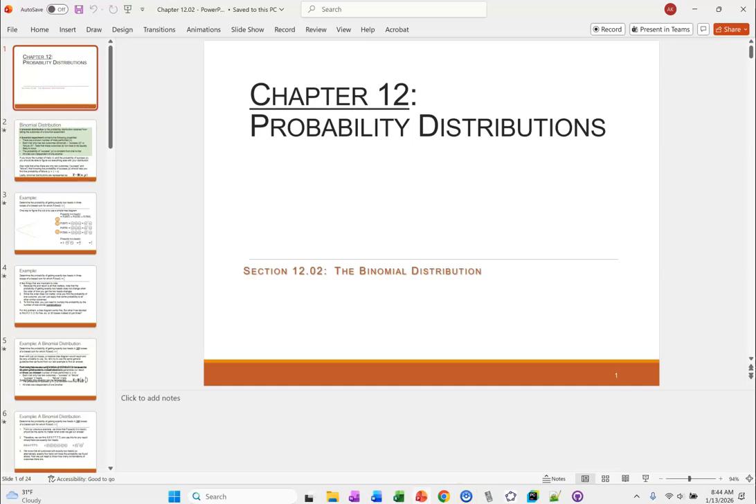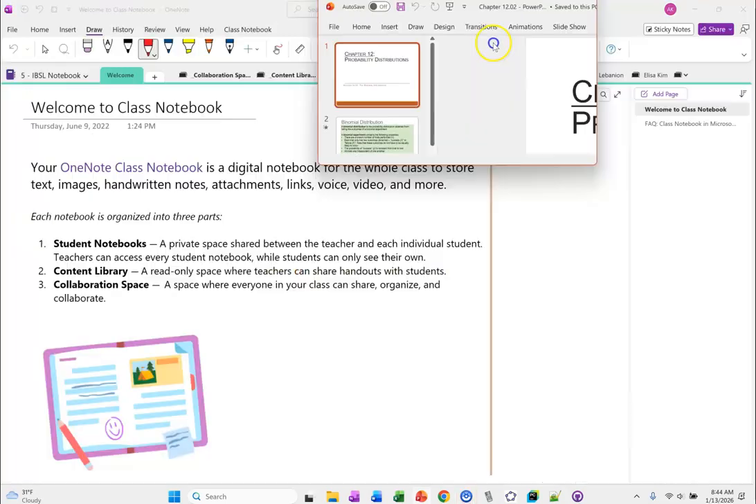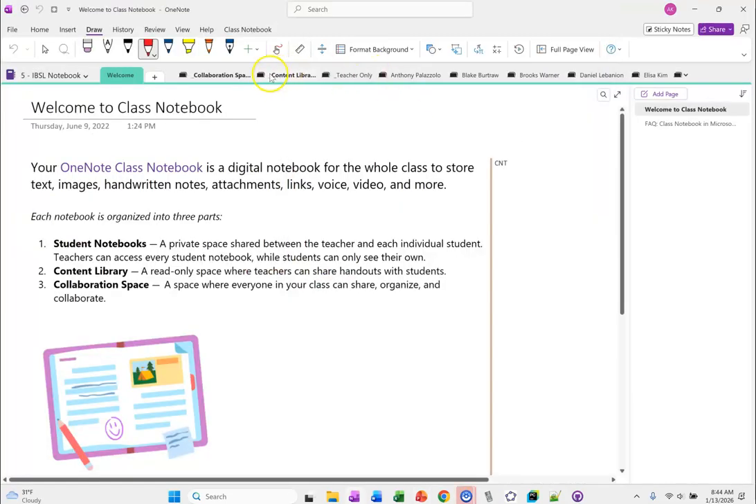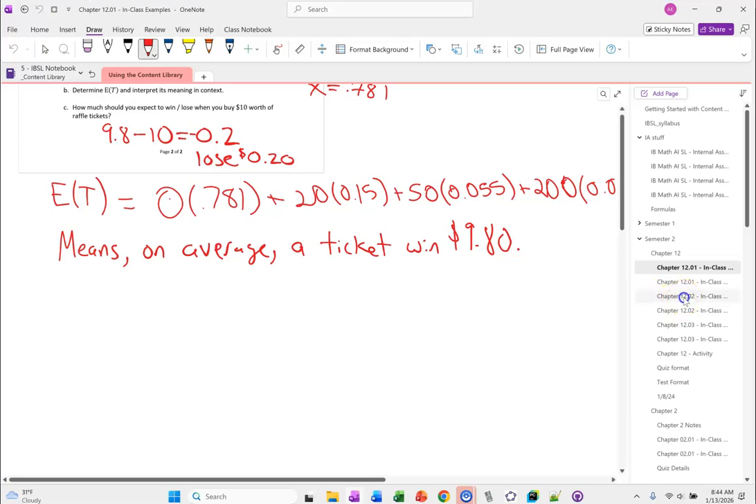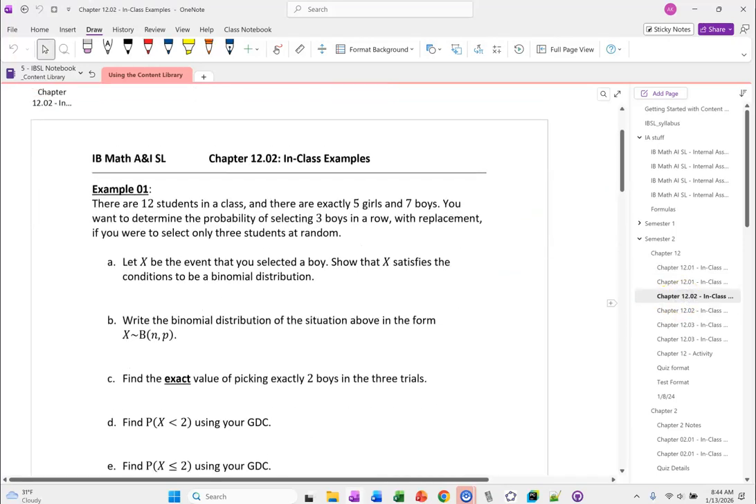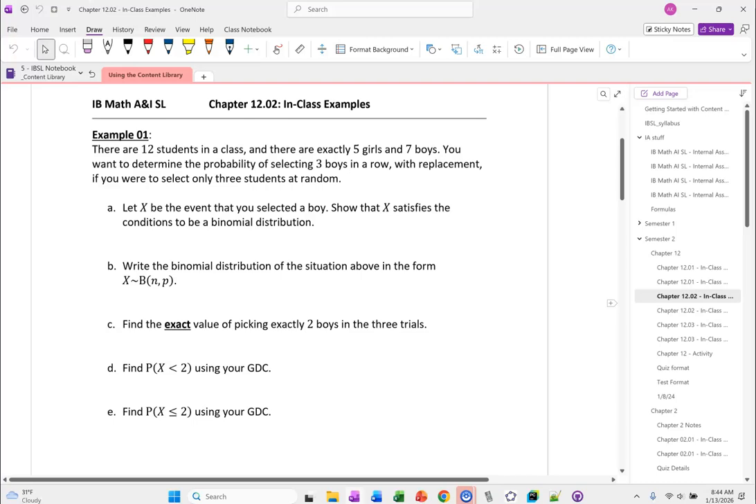Let's look at some of our in-class examples. We won't do all of them probably, but we'll do several and leave the rest for you to look over. All right. There are 12 students in a class, and there are exactly 5 girls and 7 boys. You want to determine the probability of selecting 3 boys in a row with replacement if you were to select only 3 students at random.